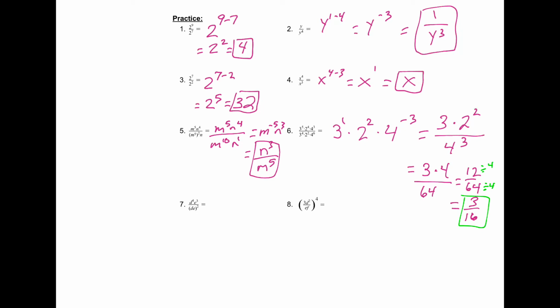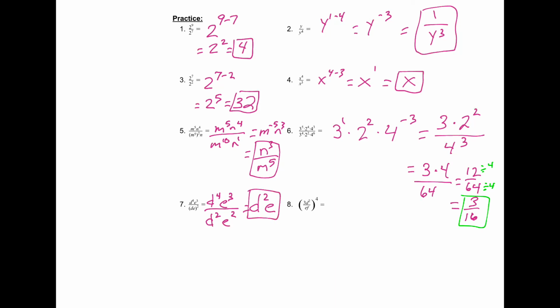Number 7. We got to do a little work on the bottom first. We see some parentheses there, so we got to fix it up. So the top is going to stay d to the 4th e to the third. And then because the 2 is squaring the parentheses, everything inside the parentheses is getting squared. So d squared e squared. Now we can do the subtraction, 4 minus 2, d squared, and e, 3 minus 2 is 1, which we would leave as just d squared e.